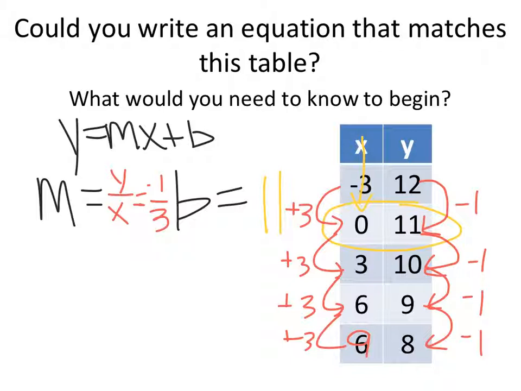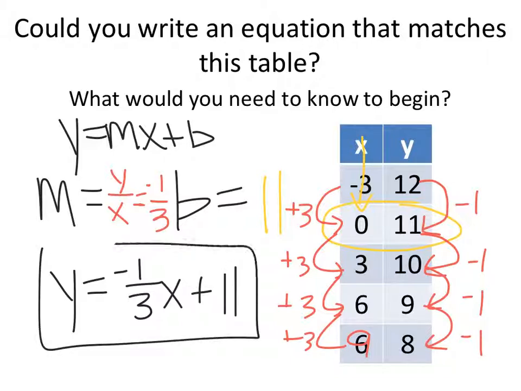That's a negative. So in order to write my equation, y is equal to, my slope was negative 1/3 x, and my intercept is 11.